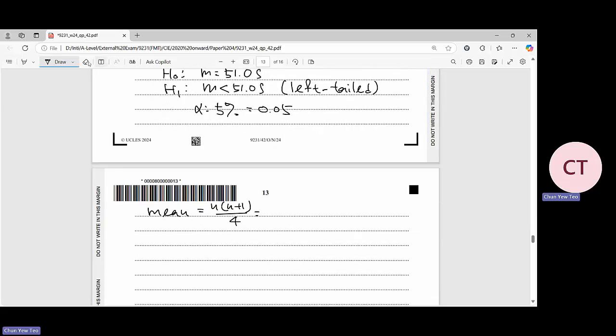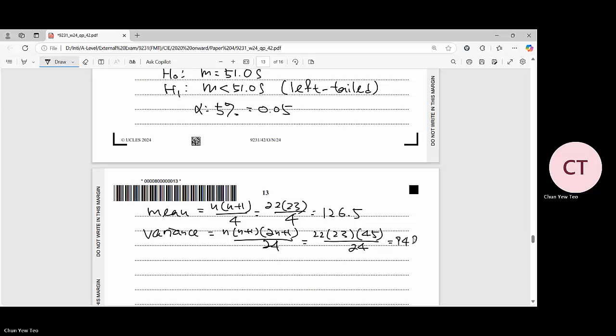So over here, just find the mean. It will be 22 times 23 over 4. So you will get 126.5. Then after that, you find the variance. The formula is n times n plus 1 times 2n plus 1 over 24. So this will be 22 times 23 times 45 divided by 24. This will give you 948.75.